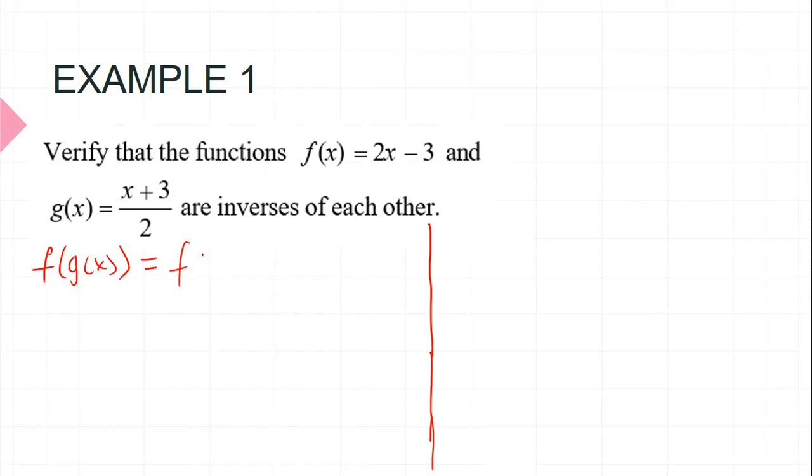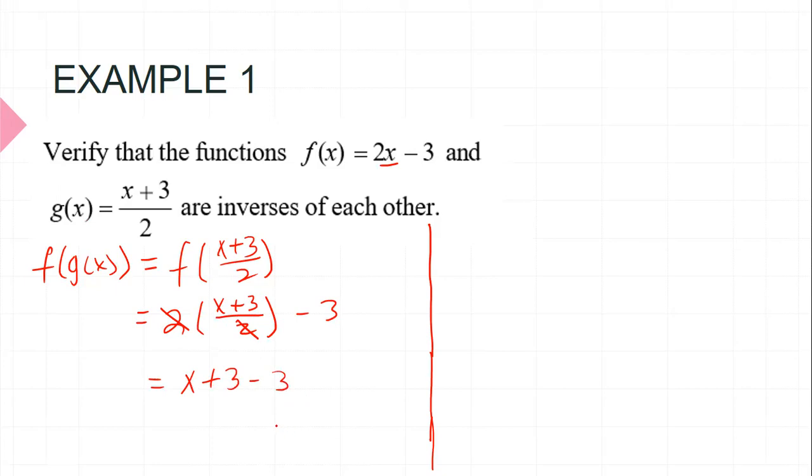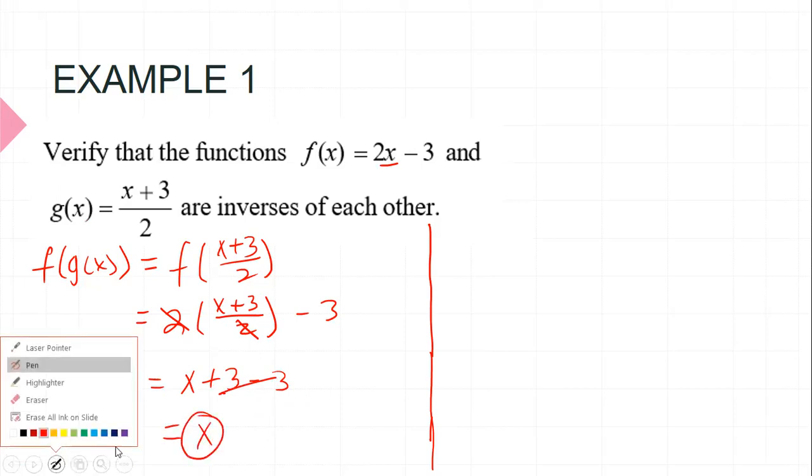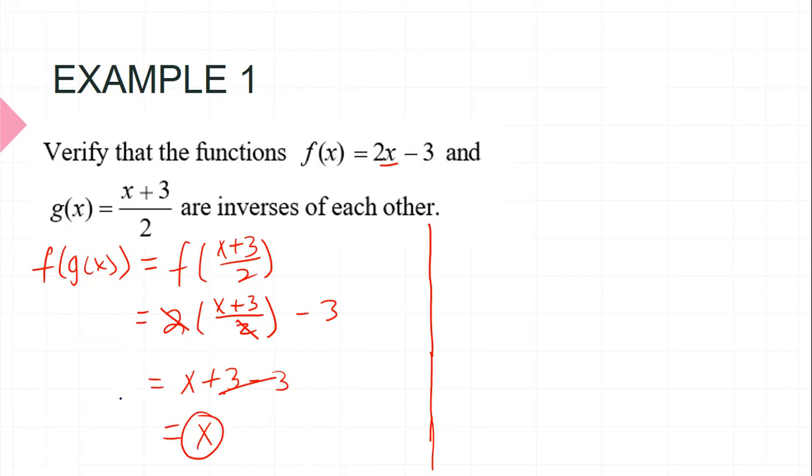Which means that I am substituting in (x plus 3) divided by 2. So where there's an x, it's going to become (x plus 3) divided by 2. That gives me 2 times (x plus 3) divided by 2, minus 3. 2 divided by 2 is what? 1. So they become Casper the Friendly Ghost, and we're left with x plus 3 minus 3. What happens next? The 3's cancel out, and I'm left with x. So I now know that f composed of g of x equals x, right?